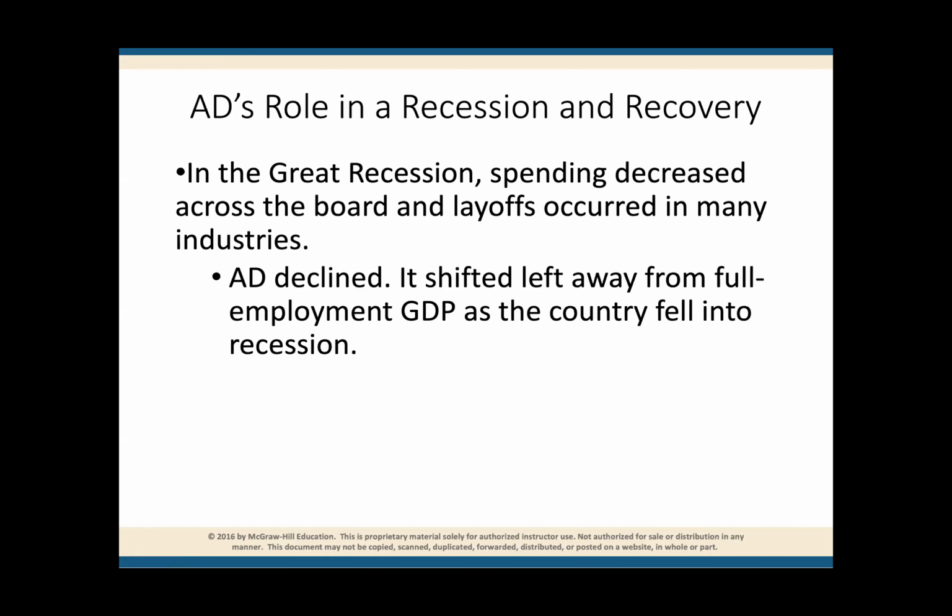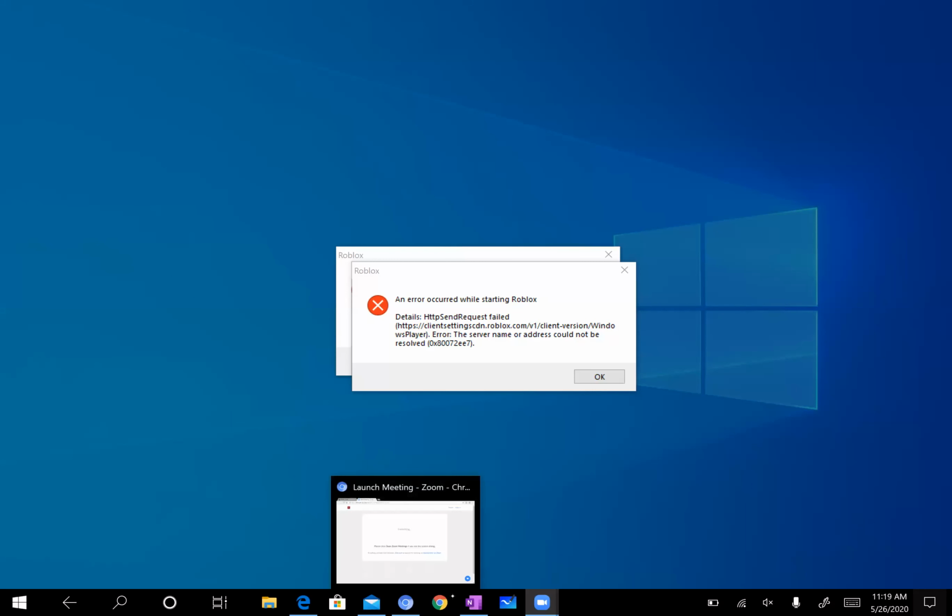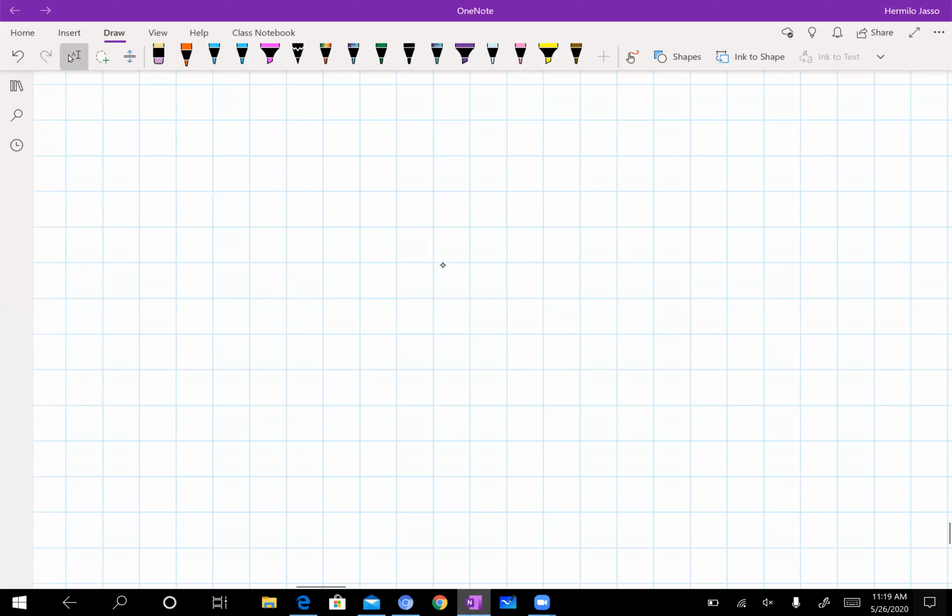So I think I can probably explain it in a different way. Let me see if I can do this screen share. And I'm going to go this way.